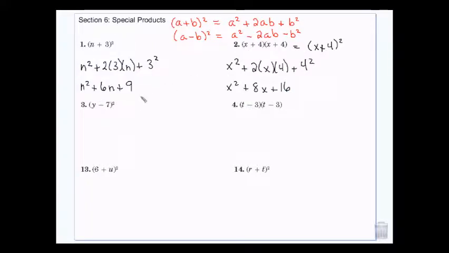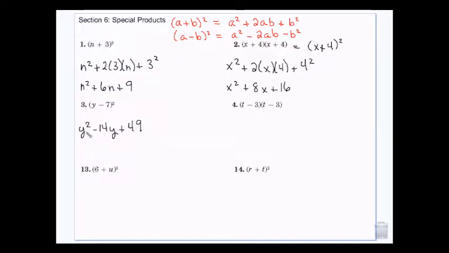You don't have to write this step out. I just want you to see it. Without writing it down, I would look at this and I'd say, okay, that's squared. So I'd square the first. I'd say, okay, 2 times 7 times y is 14y. That's negative, so this is negative. And then 7 squared is 49.